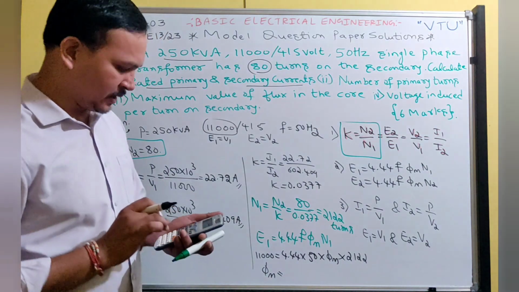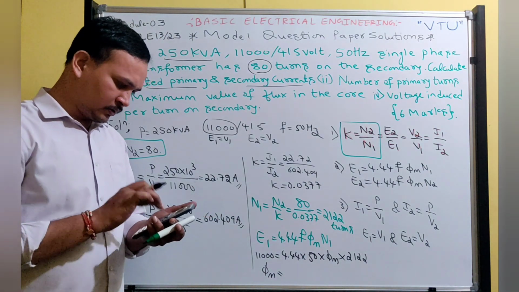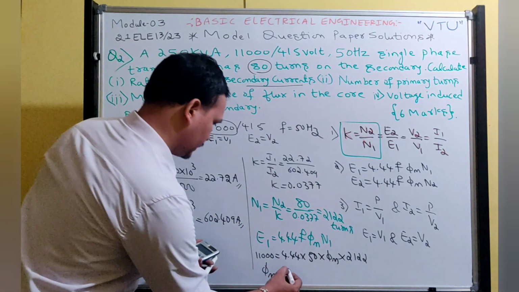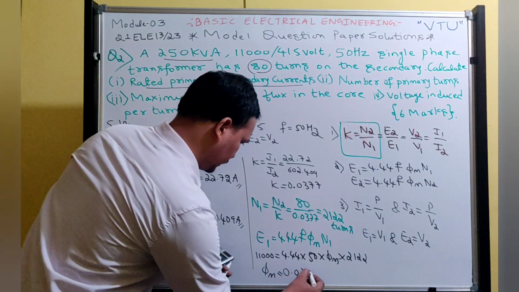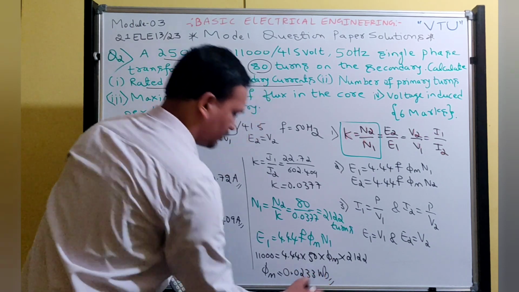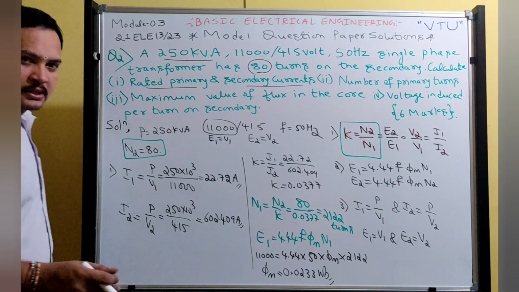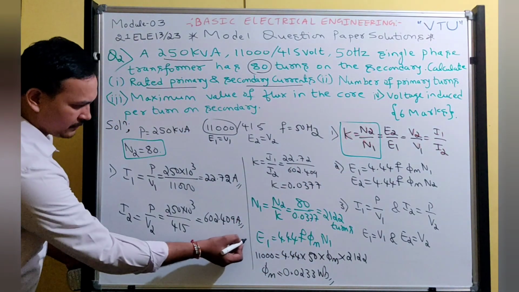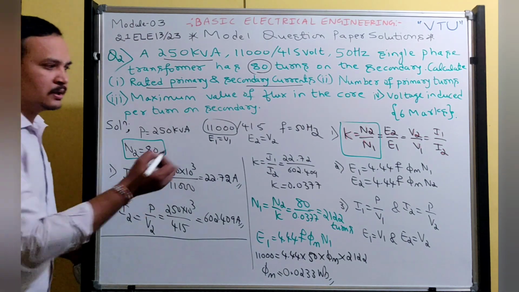50 into pi m into 2122, solving this equals 0.0233 Webers. So this much flux is getting from the transformer. See guys, you can take the second equation also. From the second equation also I am going to get the same answer.